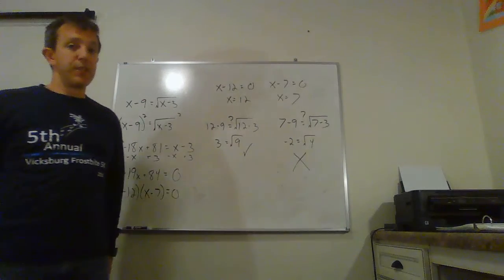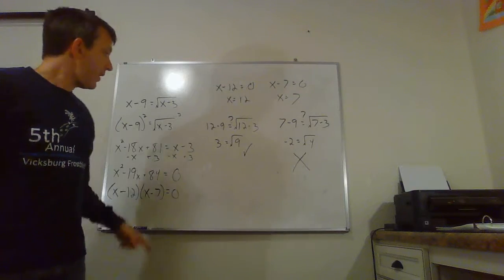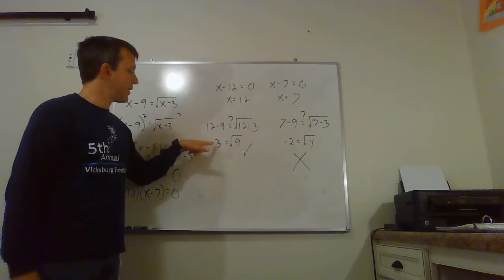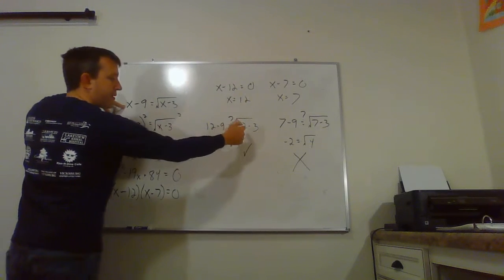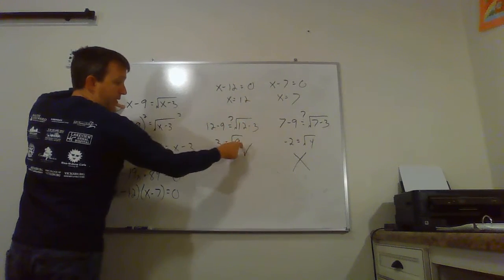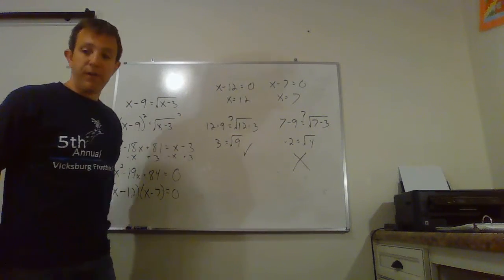It looks like two really good solutions, but you'll see that I've checked my answers here. The 12 works just fine. 12 minus 9 is 3. On the inside of the square root, right, I'm plugging it in here. On the inside, 12 minus 3 is 9, and the 3 is equal to the square root of 9. So that one checks out. I get to keep the 12.